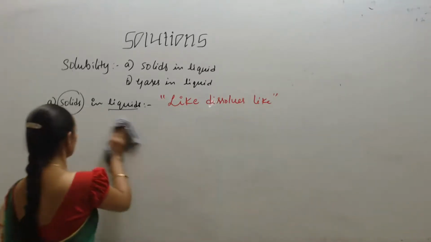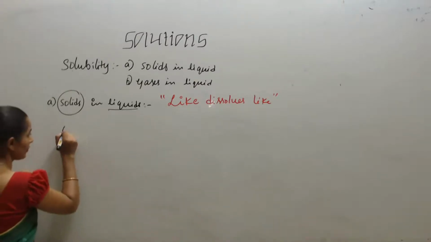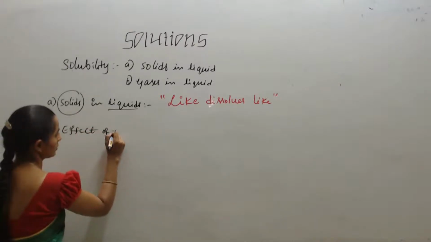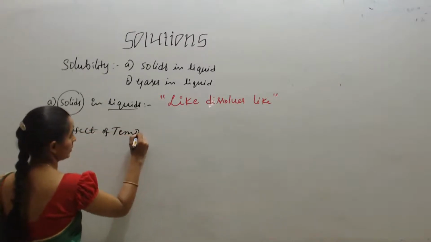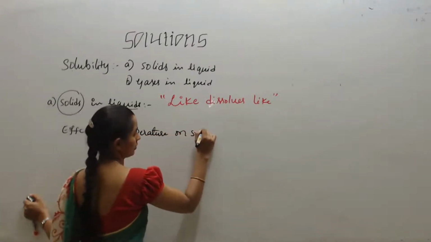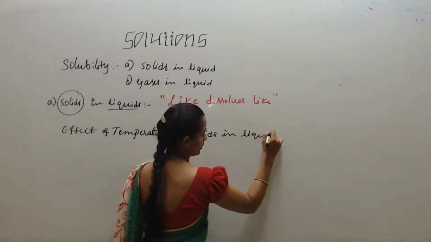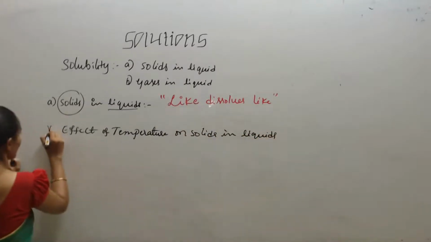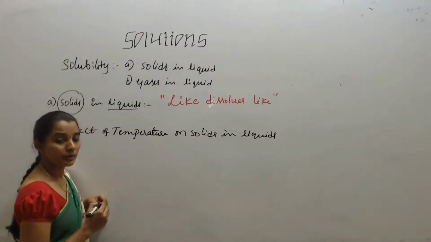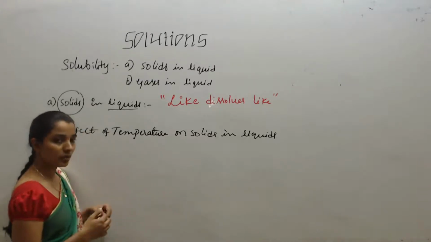Now, the effect of temperature on solids in liquids. So students, as I told you, effect of temperature. This is very important. Why? I will say, effect of temperature on solids in liquids. Okay, students, as I told you, dynamic equilibrium is there. Dynamic equilibrium means solution gives rise to solute plus solvent.